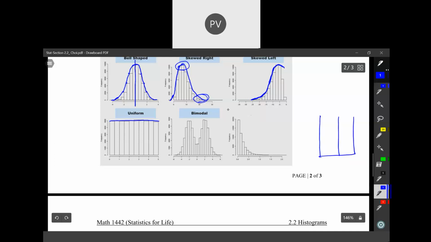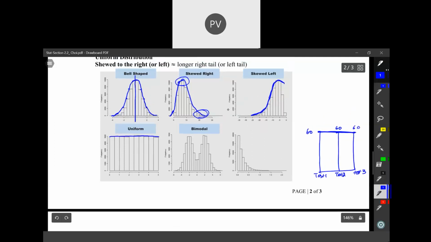And in test 1, I will see 60 students. And in test 2, I will also see 60 students because they need a grade. So definitely I will see 60 students in all the three tests, which means the frequency is the same. This is an example of a uniform shape.